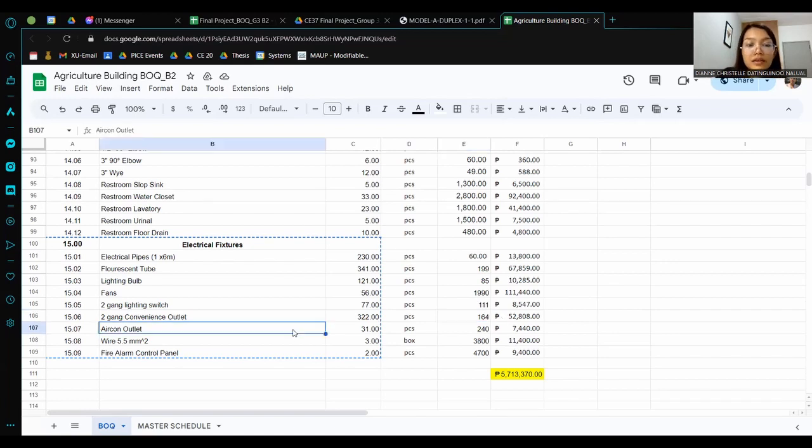And then next is the aircon outlet. As you can see in the agriculture building electrical plan, there are only a few aircons to be placed in the building because there are no aircons in the classrooms, so they are placed in the offices. There are only 31 pieces of aircon outlets for the air conditioning units, at 240 pesos each, which cost 7,440 for the aircon outlets.